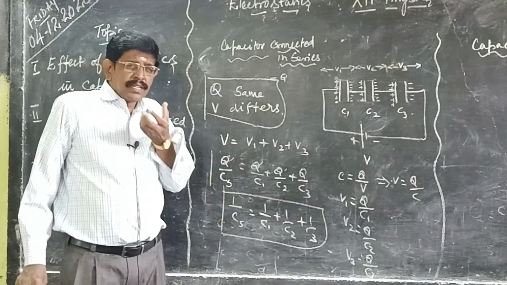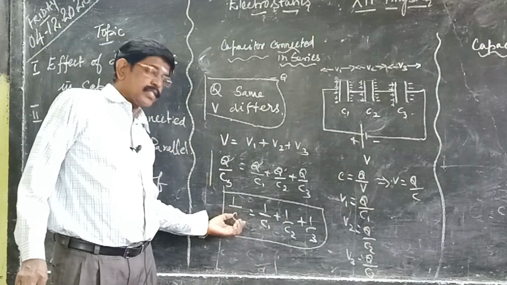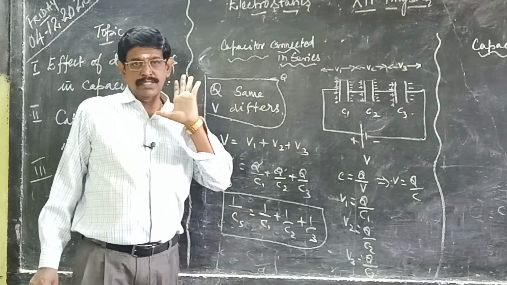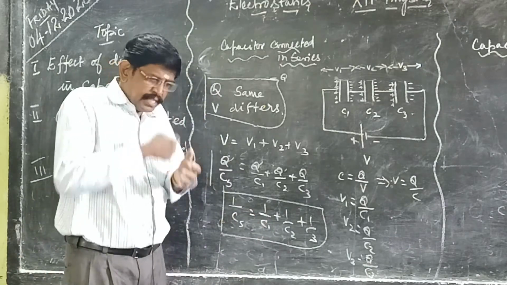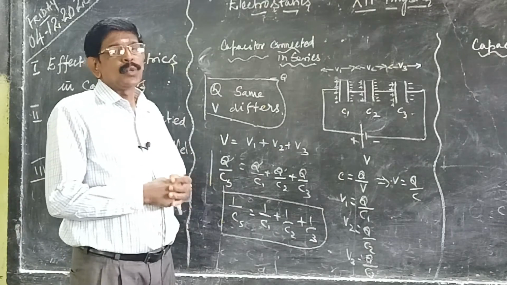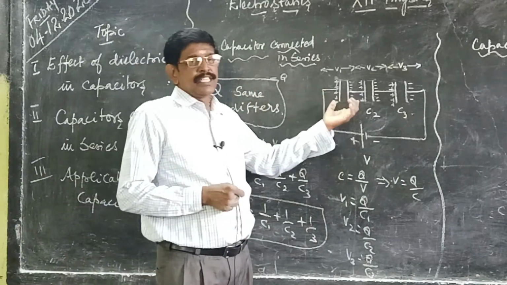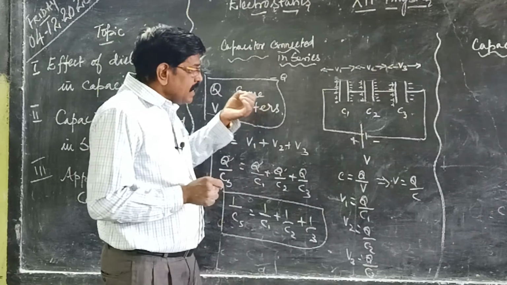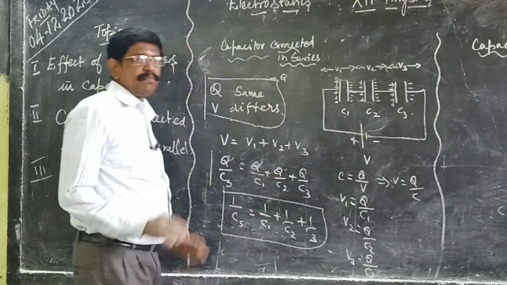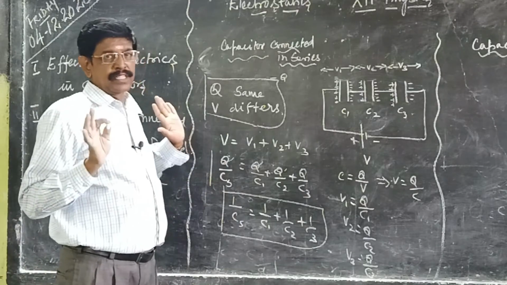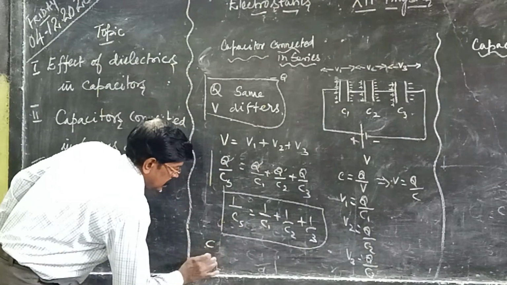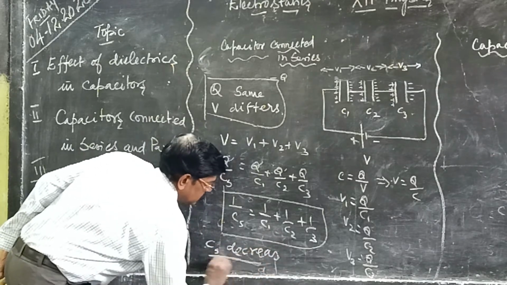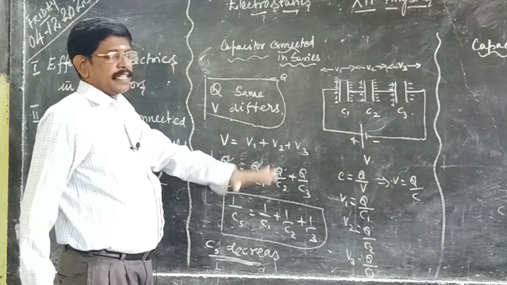What is the meaning? The reciprocal of the effective capacitance is equal to the sum of the reciprocals of the individual capacitances. Since we are taking the reciprocal, the value will decrease. So in the case of series connection, the value will be less than the minimum value. That is the conclusion here. So CS decreases. This is in the case of series connection.